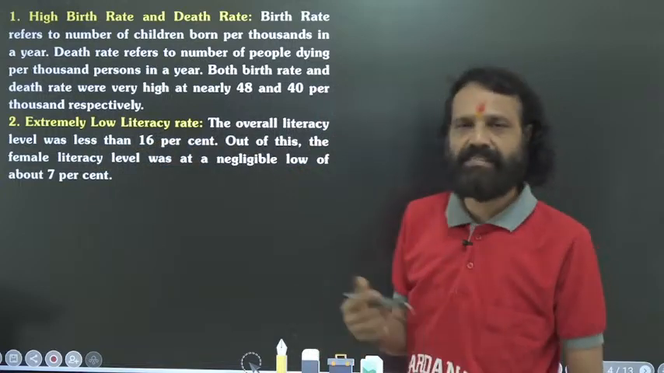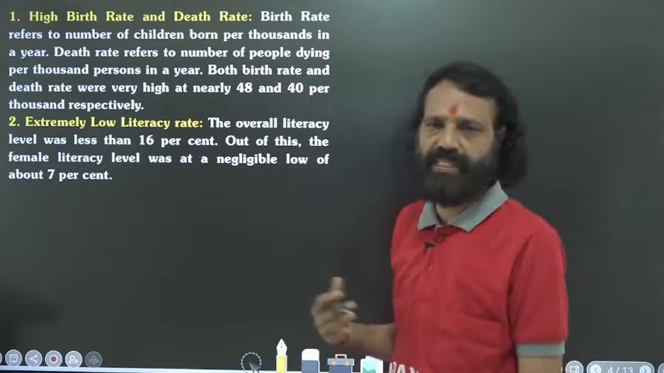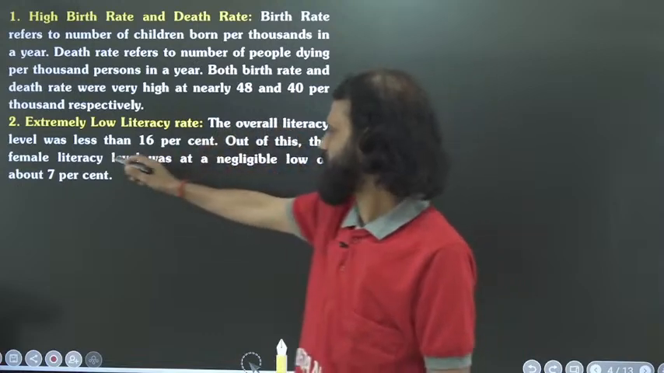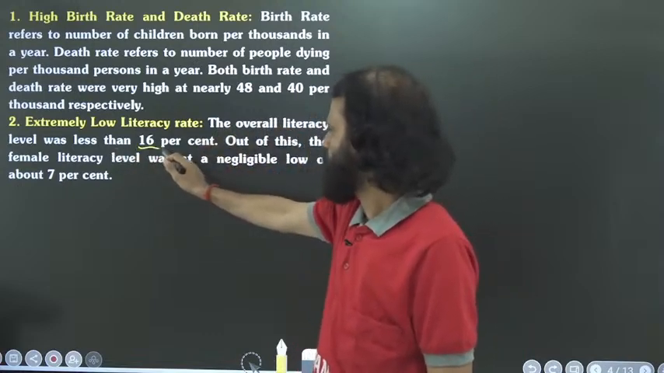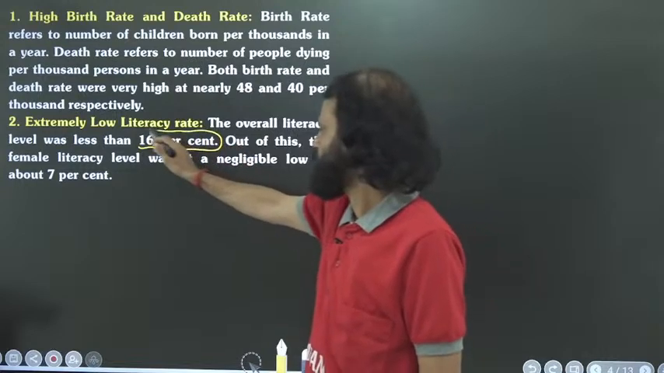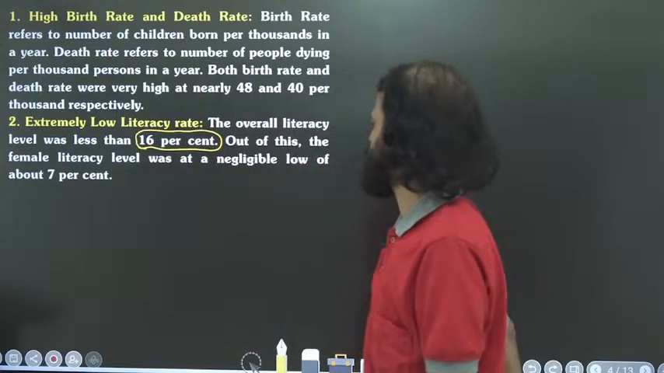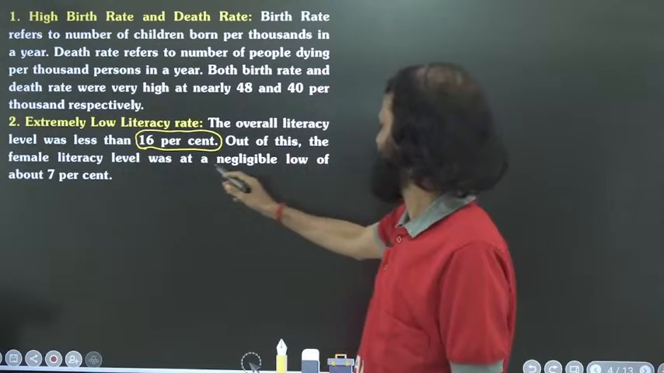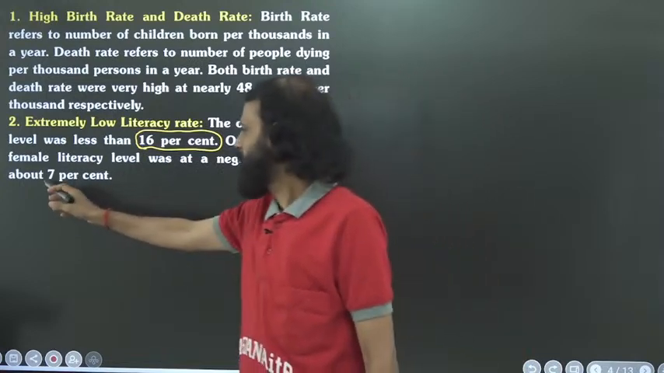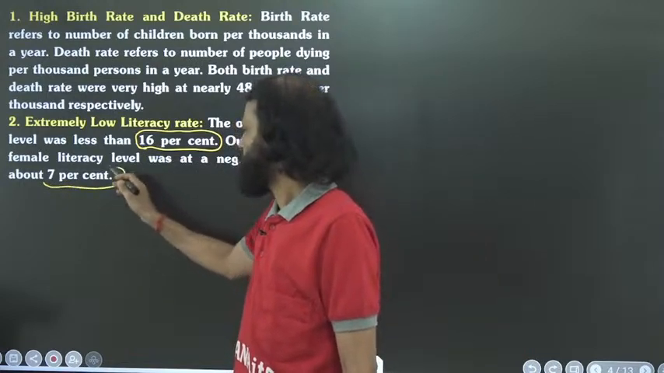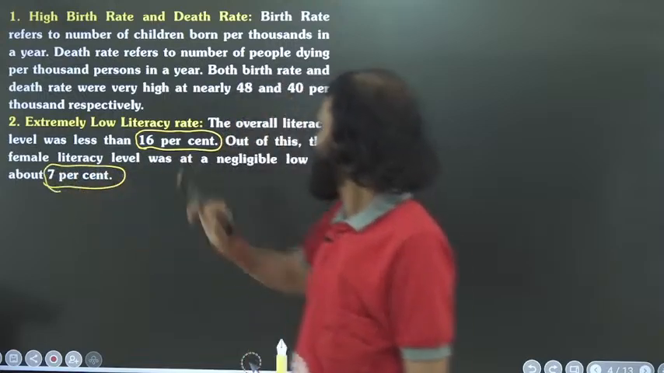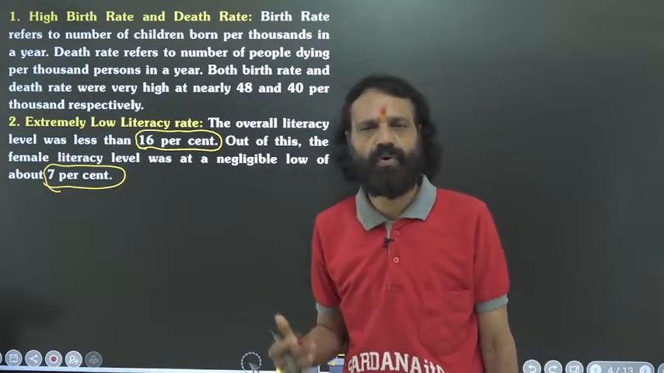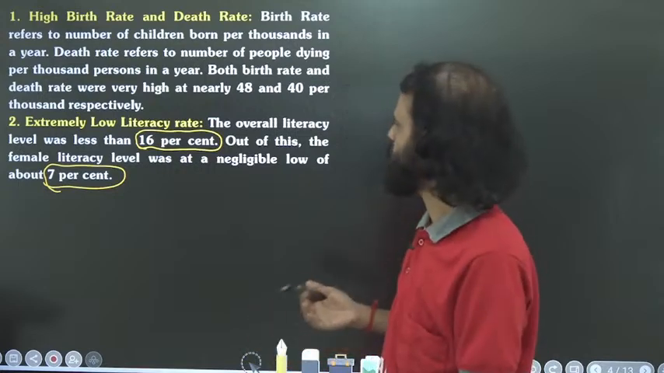The overall literacy rate was very low. Literacy rate was less than 16%. Only 16% of people were educated at that time in India. Out of this, the female literacy level was at a negligible low of 7%. See, out of this 16%, what was the level of female literacy? That was only 7%. 7% of women were studying in India.